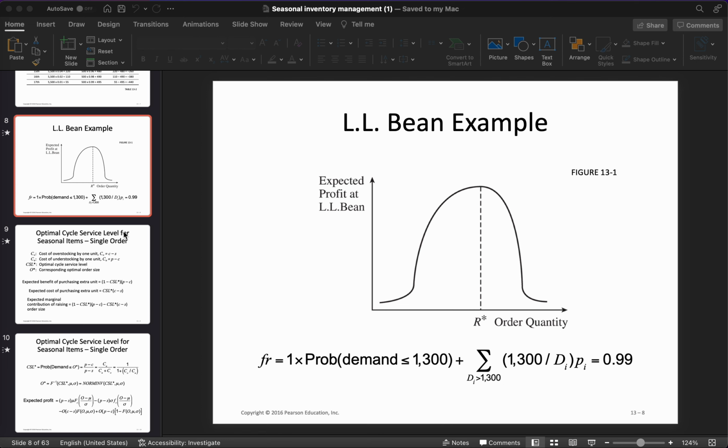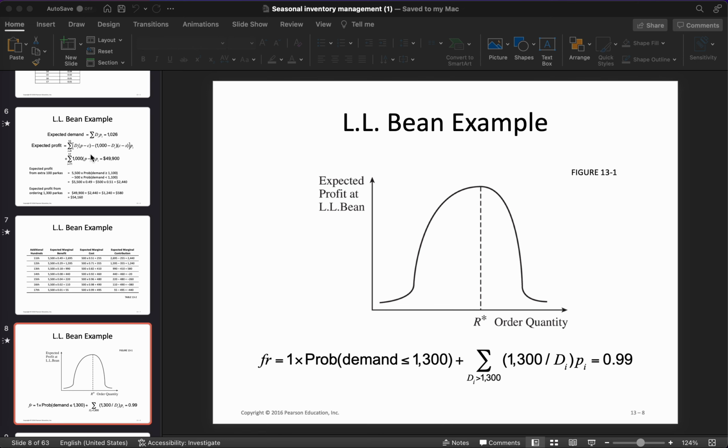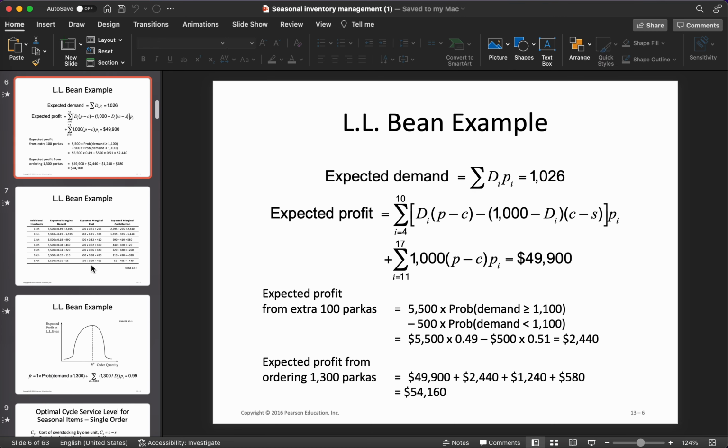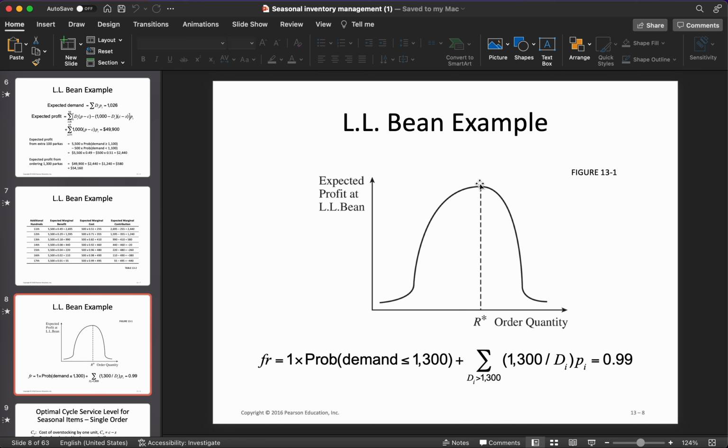In the previous video, we looked at the LL Bean example, and we found that the optimal order quantity is 1300. So when you order 1300, that is when you make the most profit. For all the other order quantities, your profit will be lower. We looked at a systematic way of figuring that out instead of having to try many values. But first, what if you do order 1300 items, then what is your fill rate? How often will you be able to fill demand? That's what we want to find out.